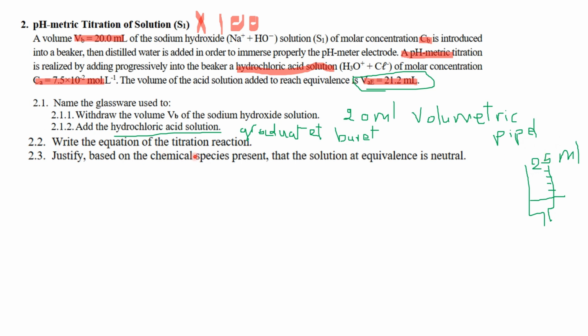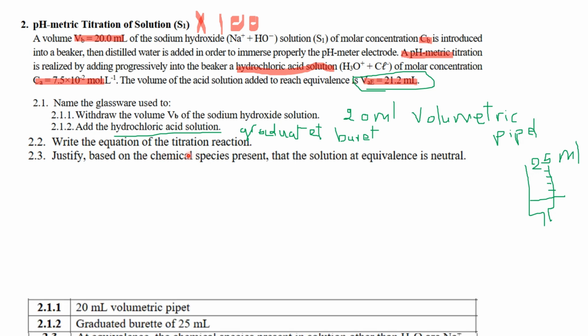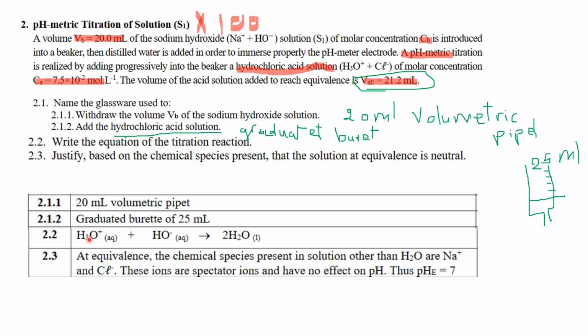Now write the equation of the titration reaction. This is an acid-base titration, and the titration equation is always the same. It's a reaction between H3O+ and HO-, which is the base. This is the acid, this is the base. It's giving me H2O. And to balance this reaction, we need just to add the coefficient 2 here. You need to memorize this equation. Once they are asking you to write the equation of the titration, you can directly write it. This is the titration equation of a strong acid and a strong base.